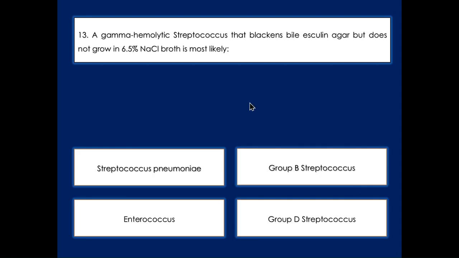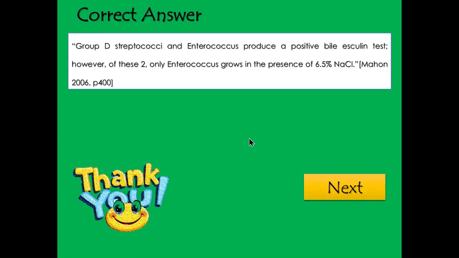13. A gamma-hemolytic streptococcus that blackens bile esculin agar but does not grow in 6.5% NaCl broth is most likely? The correct answer. Group D streptococci and enterococcus produce a positive bile esculin test. However, of these two, only enterococcus grows in the presence of 6.5% NaCl.